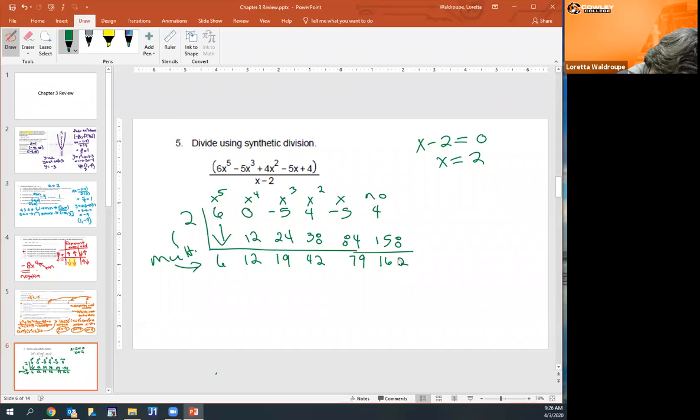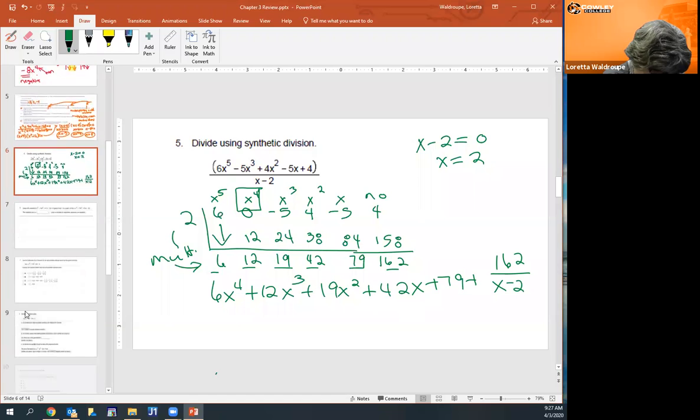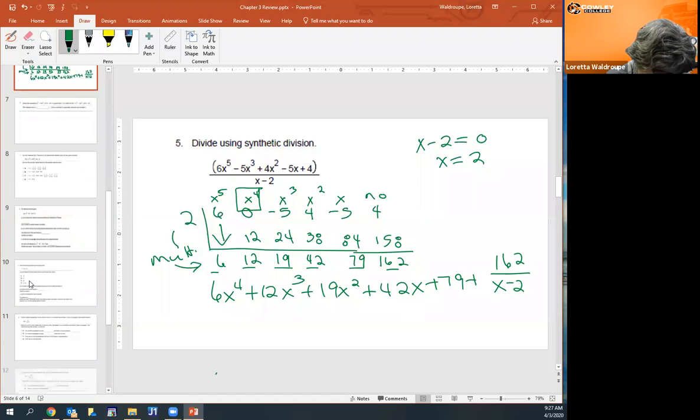We started with x to the 5th, so our answer starts with x to the 4th. So 6x to the 4th, 12x cubed, 19x squared, just pulling these coefficients here, 42x, 79 has no variable, and then my remainder goes over the x minus 2. Okay?